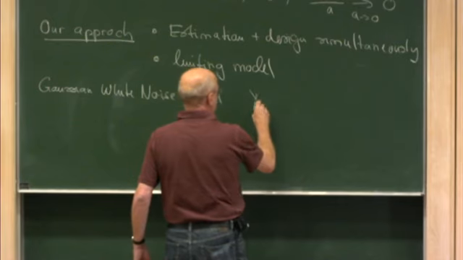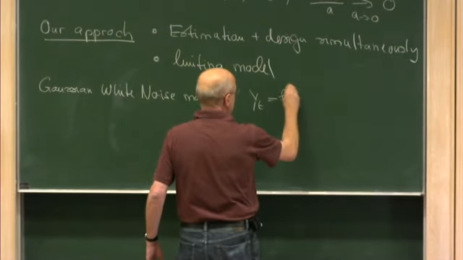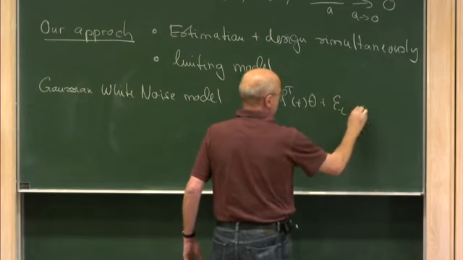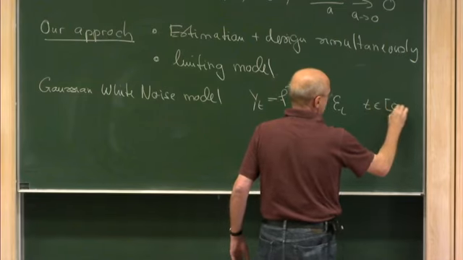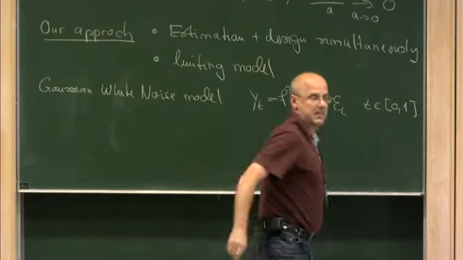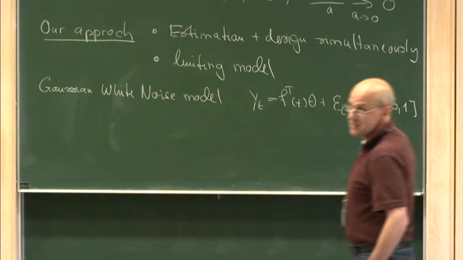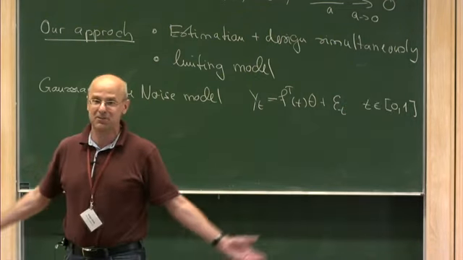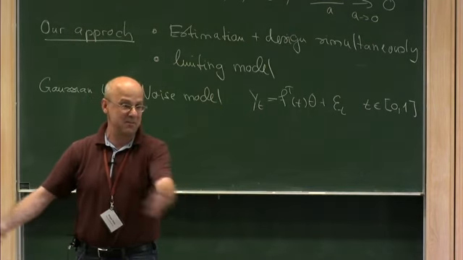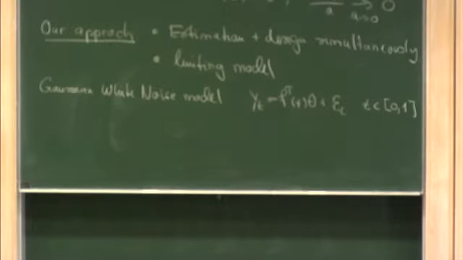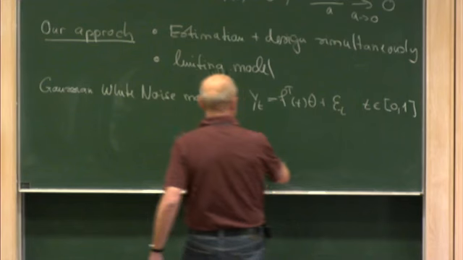So our model is now exactly the same. The only difference is that you observe the full process. That's very strange, but if you go to the limit, you observe the full process. Just imagine you get a curve or something like that. So there's no design problem anymore, because you take observations everywhere. That's good.